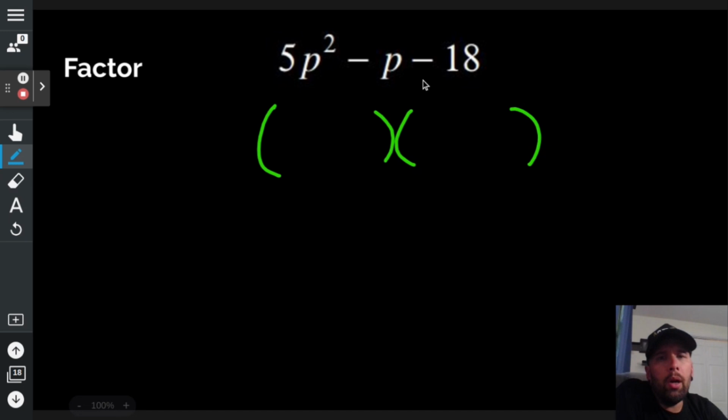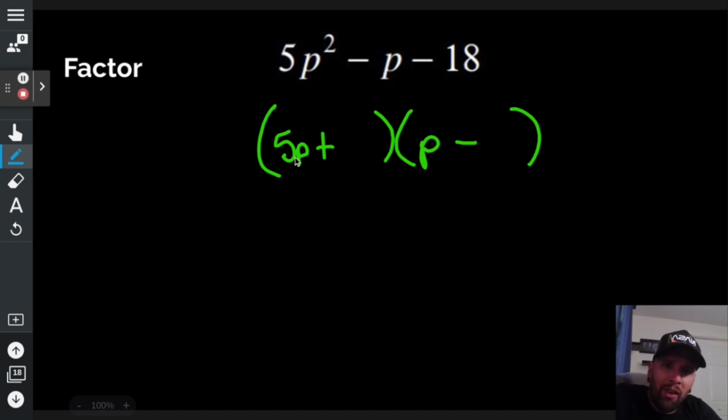What I know is this multiplies out. It's still kind of like sometimes, but not really. This multiplies out to a negative 18. So you put a plus there, you put a minus there, because it's negative 18. Now, the nice thing is, since this is a 5, one of these has to be 5p, and one of these has to be regular p. I just don't know which one's which.